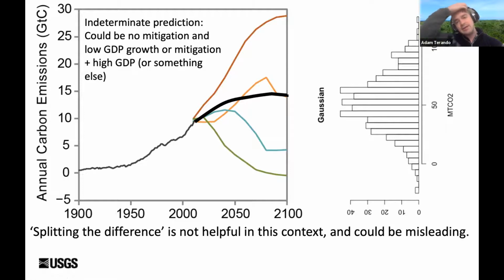And again, thinking back to the complexity of scenarios, this could represent a situation where there's no greenhouse gas mitigation and low GDP growth. Or it could be that there are strong actions to reduce greenhouse gas emissions, but there's still a high GDP across the world, or something else. If you're saying this is a more likely scenario, it's hard to really say with certainty what that scenario actually is.